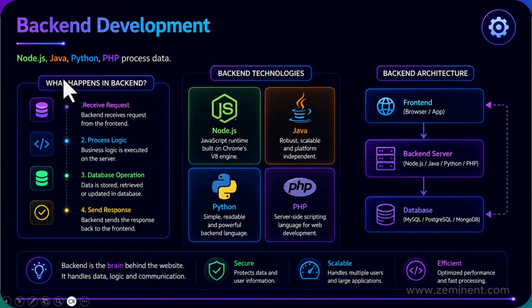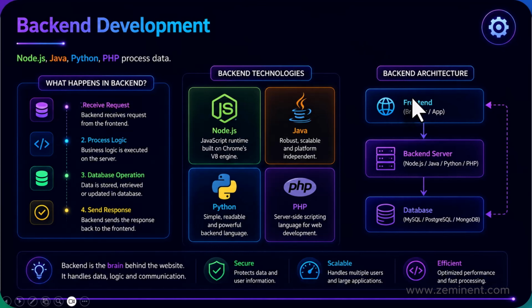In backend development, there are Node.js, Java, Python, PHP, which process the data. What happens in the backend? When the backend receives a request from the front end, it processes the logic, and then it fetches from the required database, where the data is stored, retrieved and updated, and it sends the response back to the front end, and it also protects the user information data.